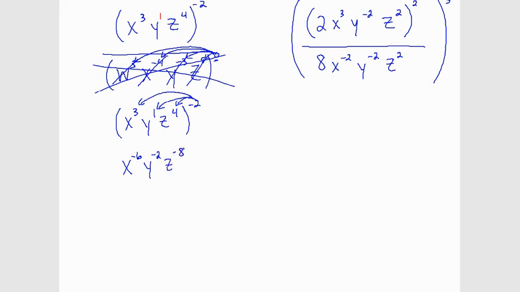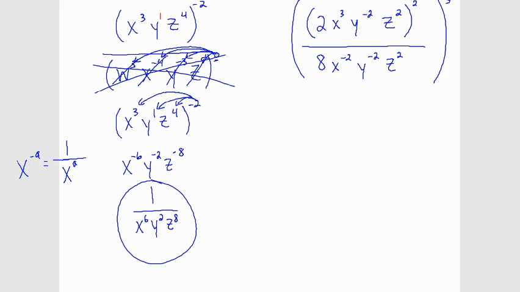Now recall our property that when x is to a negative exponent, we can create a fraction with 1 in the numerator and x to that positive exponent in the denominator. So that's what we're going to do here. Each of them is negative, so nothing's going to stay in the numerator. So I'm going to write 1 over, and then I'm just going to rewrite each of these with a positive exponent. X to the 6th, y squared, and z to the 8th. And we're done.